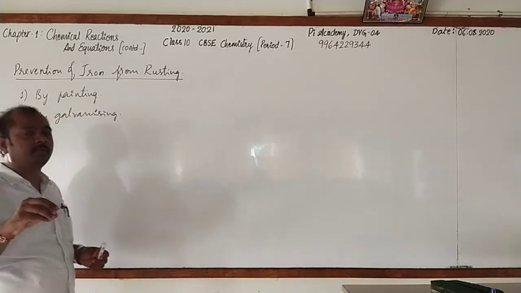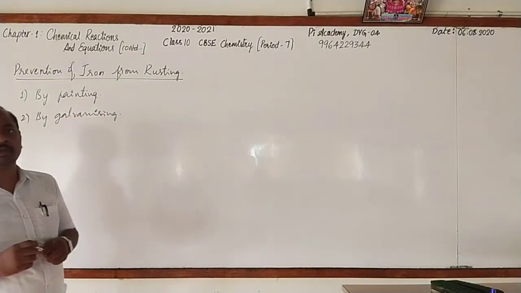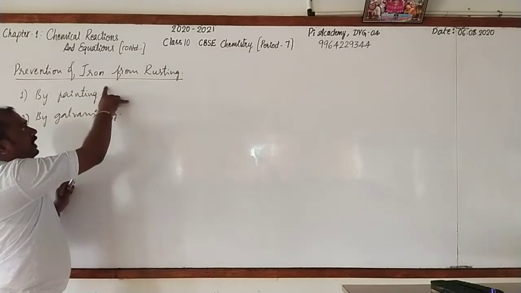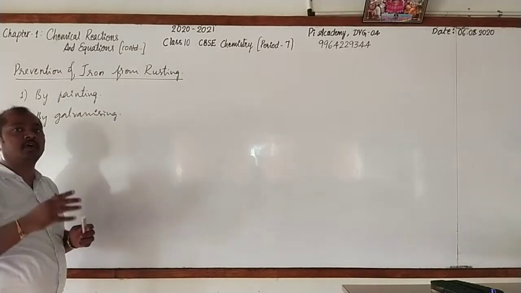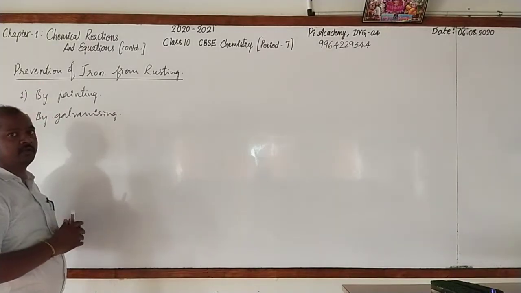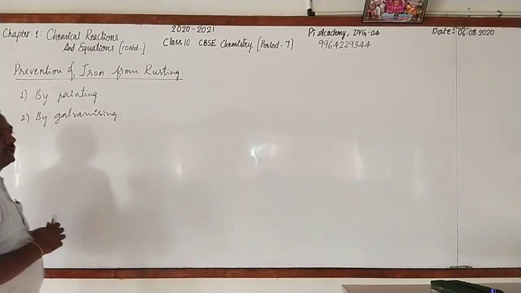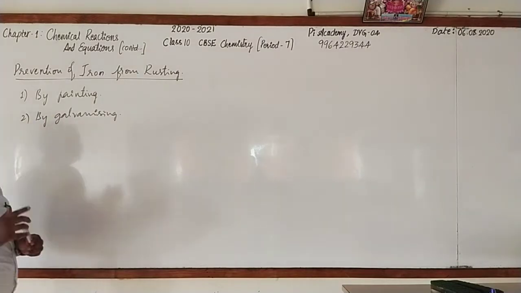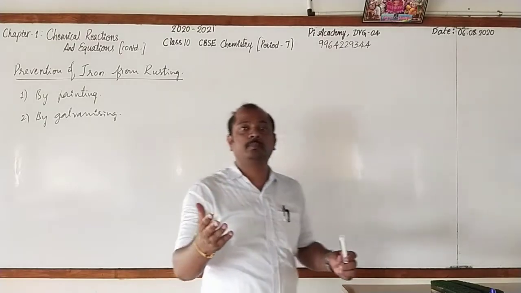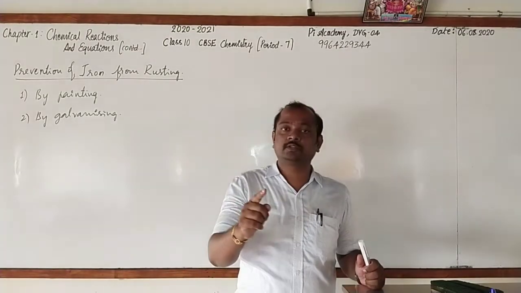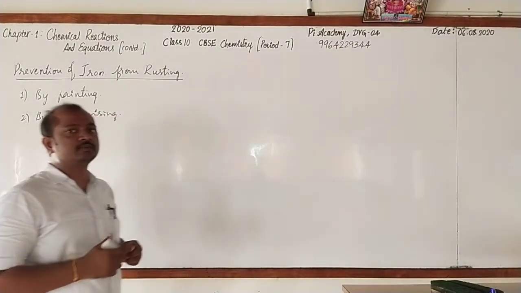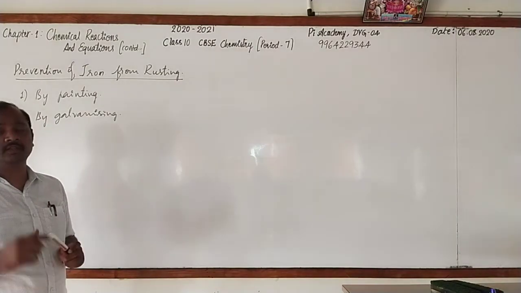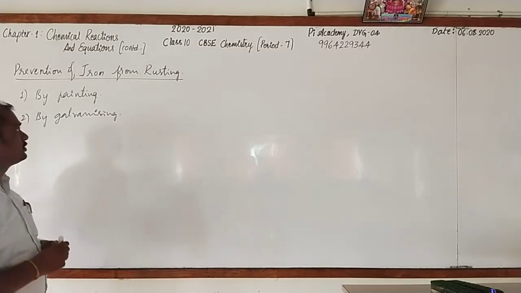Painting. We know that in paint, oil content will be there. So when we apply paint to the iron metal, it avoids the contact of moisture with the iron, so that it does not get corroded or rusted. Similarly, galvanizing is nothing but electroplating of iron metal with zinc. We will use zinc, and galvanized iron is used in earthing.